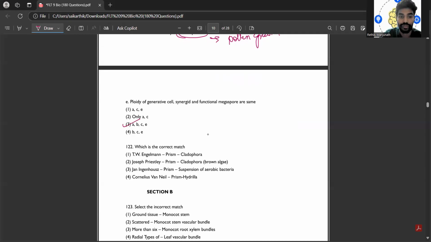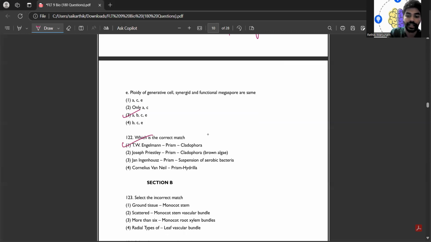So coming to the 122, so which is the correct match? Correct. So out of these, which is the correct match? T.W. Engelmann, right? So that is using a prism, he helped split the light into the spectral components and then illuminated a green alga, that is Cladophora, which is placed in the suspension of aerobic bacteria. So the first one is correct.